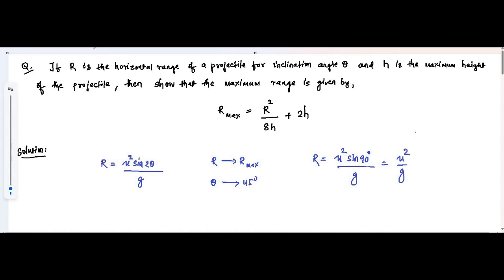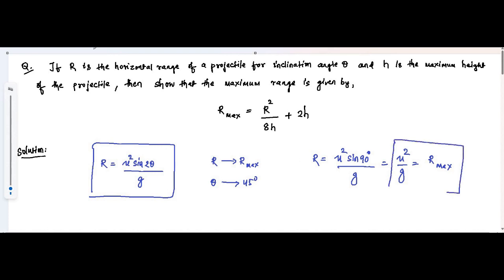Sine 90 degree is equal to 1, and this u square by g is the maximum range achieved by the projectile for a certain projection velocity, and it is only possible when it is projected at an angle of 45 degree with respect to the horizontal. Okay, so for any projection velocity, if it is launched at 45 degree angle, it will cover maximum range. So this is clear. Okay, so this expression, let's keep it in a box, and this R max is equal to u square by g, let's also keep that in the box.